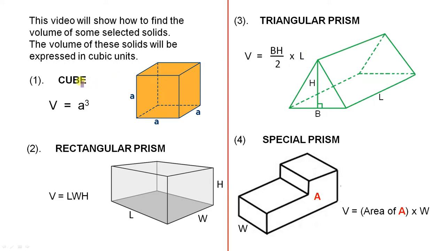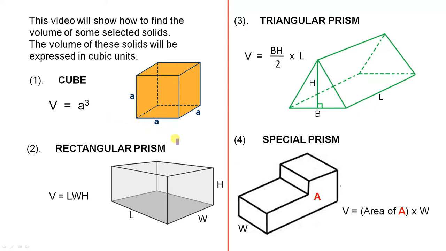So here's a cube. This is our first example, and you know that the measurements of the cube, that is the base, that length, that height and that width, they're all the same. So the volume will be A cubed. You multiply those three together and it will be cubic units. So if the units are centimetres, then we have cubic centimetres. If the units are metres, we have cubic metres, etc.